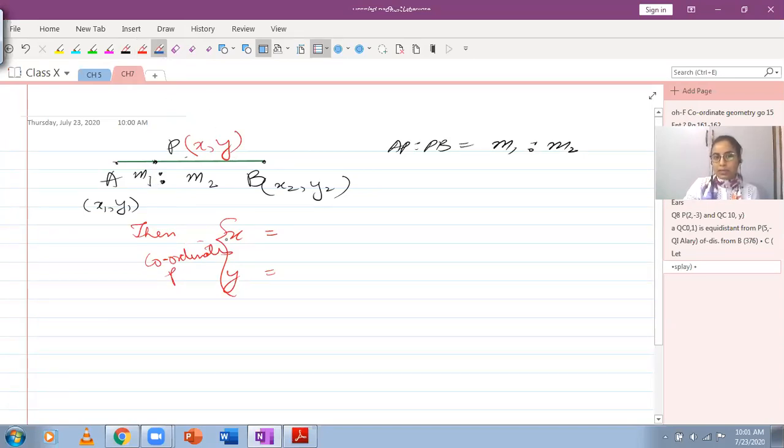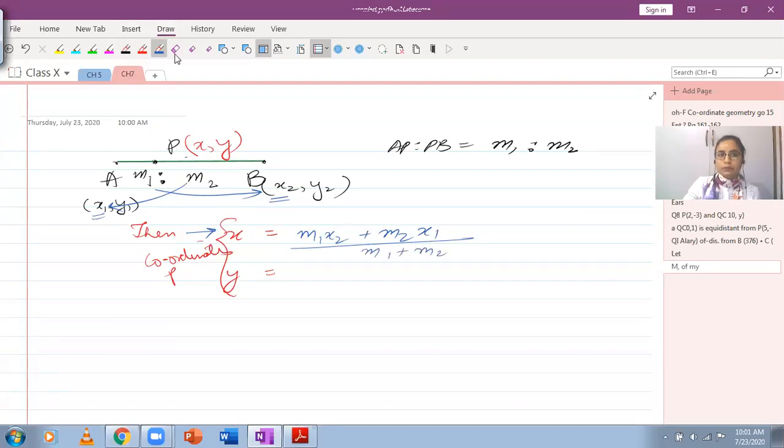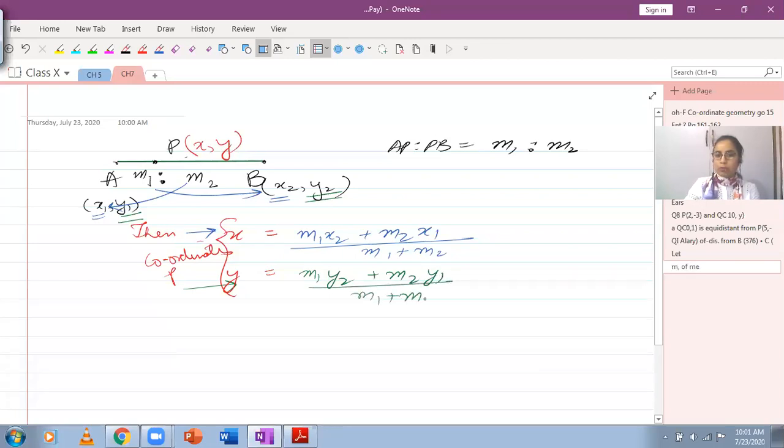Try cross multiplying. When you need x, use the x values. So cross multiplying, m1 x2 plus m2 x1 over m1 plus m2. And when we want to find the ordinate, for the ordinate we will use our y values. So m1 y2 plus m2 y1 upon m1 plus m2.